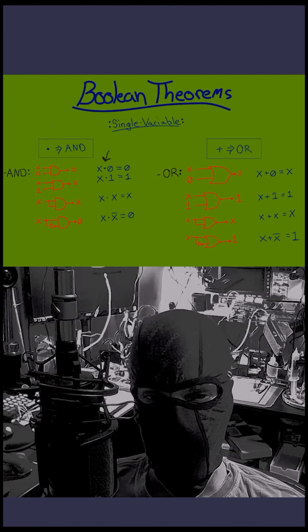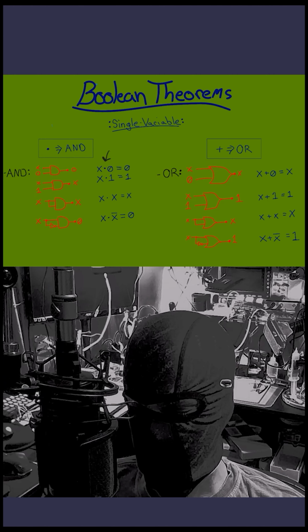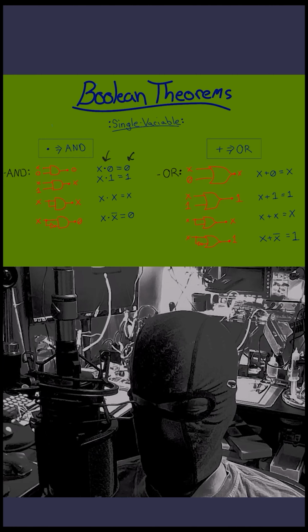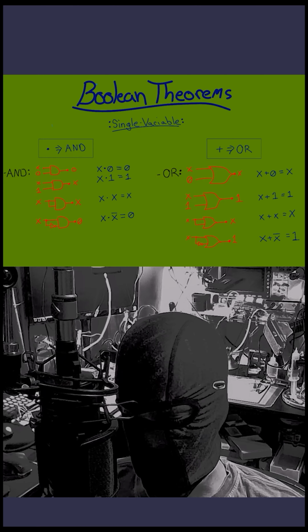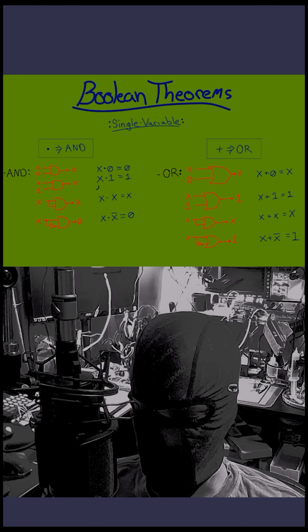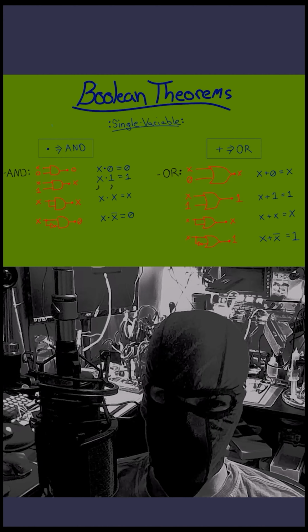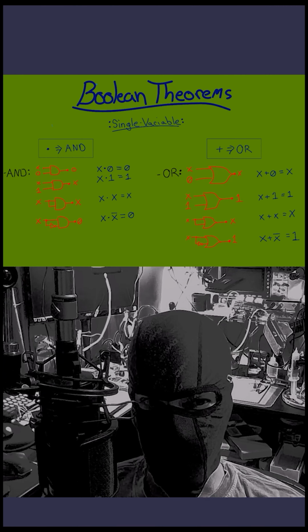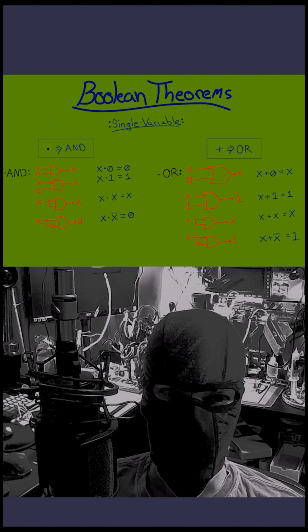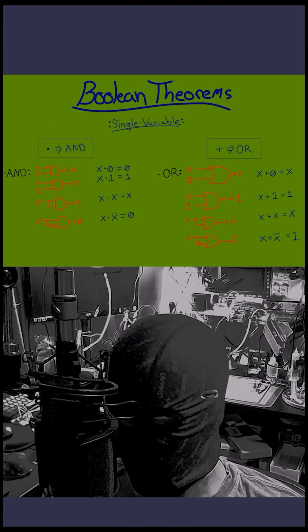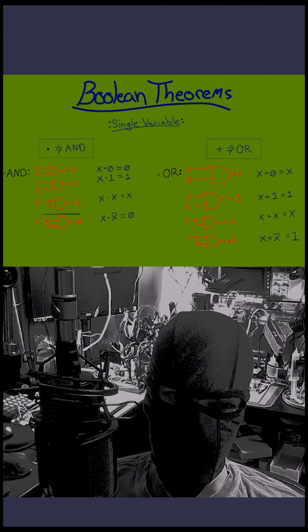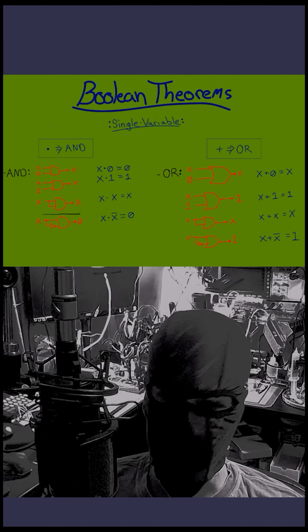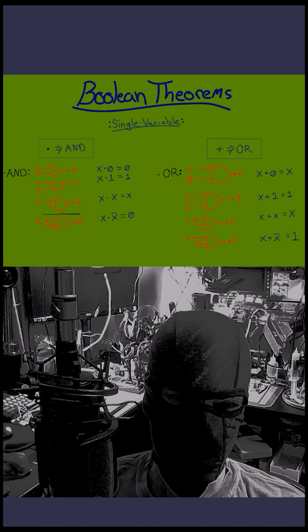So x ANDed with 0, well, that's just going to be 0. Of course, same thing is going to apply for 1. X ANDed with 1, well, that's going to be 1. It gets a little more complicated when we AND x with x, but when we examine it, let's look at the gate here. We can see it makes perfect sense. X and x, it's x.